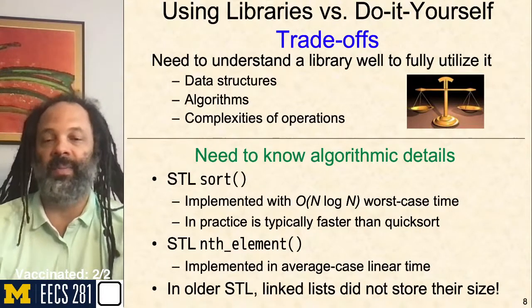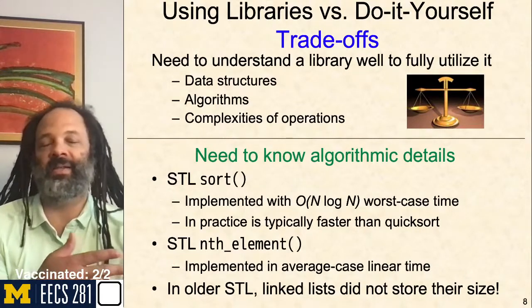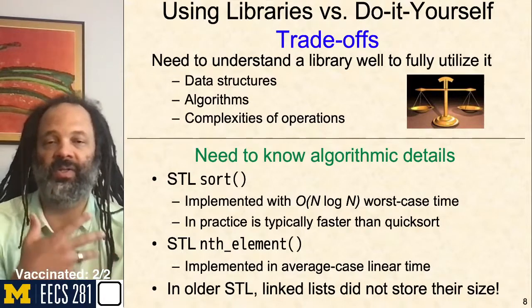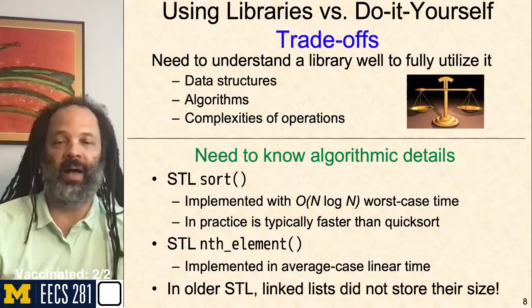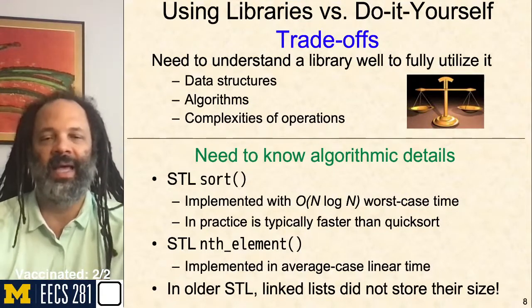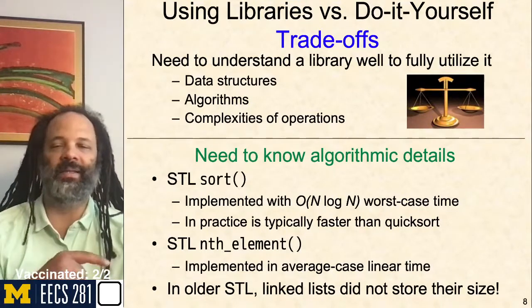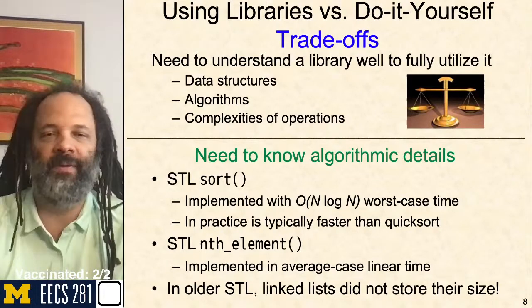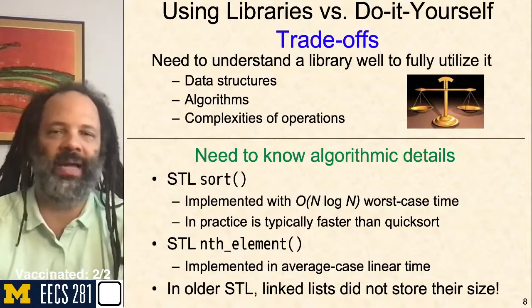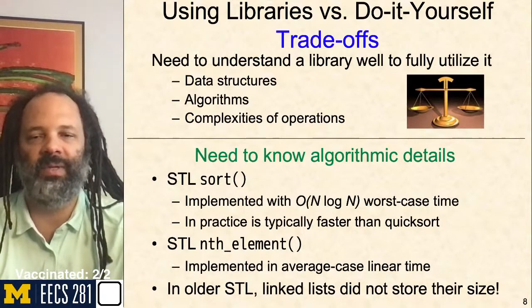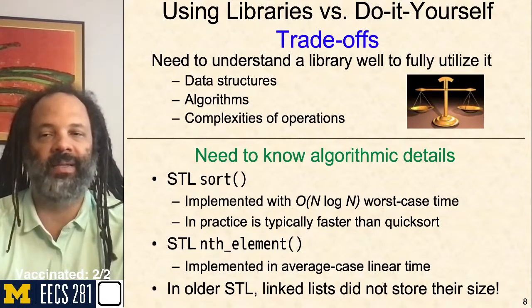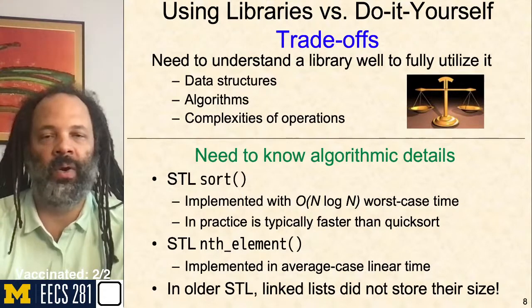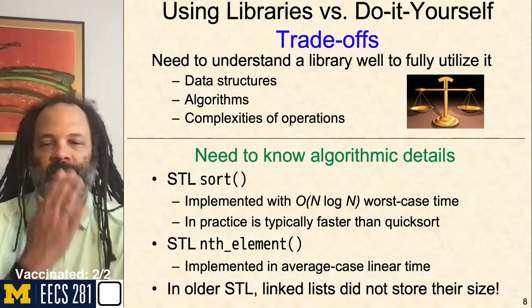If you know something about a function like nth_element, I'm not saying that you need to know about nth_element in particular. This is just an example of how knowing algorithmic details is going to help you. I say, well, if I'm trying to find this nth element, I can find that in average-case linear time with that function. Whereas if I know that I've got them sorted, I could find it myself without using nth_element. I could do that maybe in logarithmic time. So we've got some options there as we start learning what's in this library.